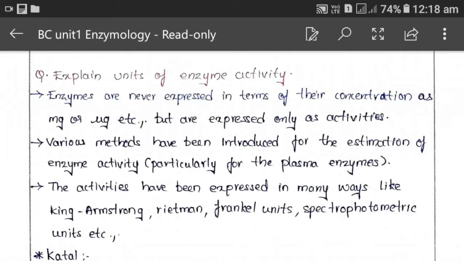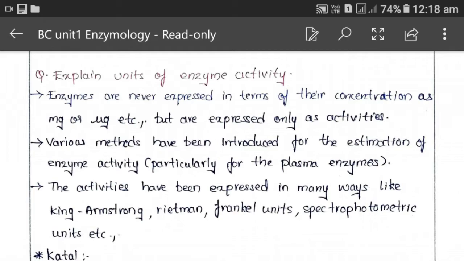Now let's see about units of enzyme activity. How can we calculate enzyme activity? We cannot express or calculate enzyme activity in terms of concentration like mg or µg. It should be expressed as activity. Various methods have been introduced for the estimation of enzyme activity.